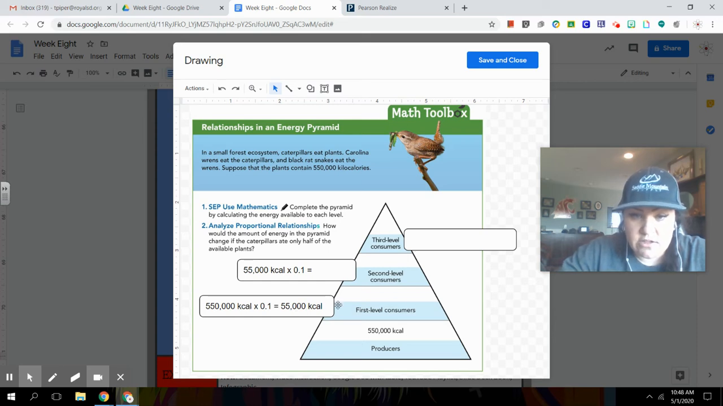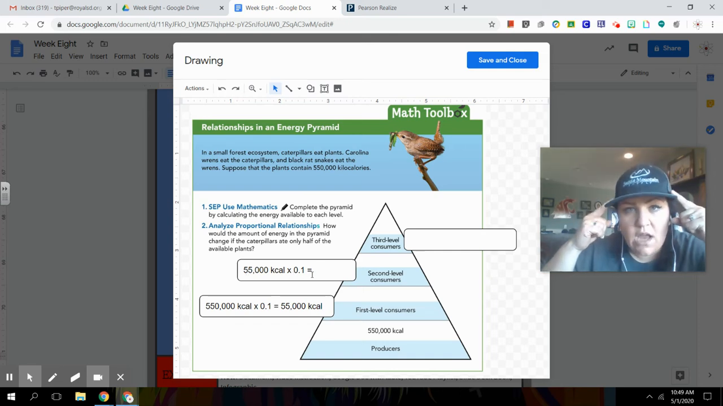Okay, so that's our caterpillar right here. He's got 55,000 kilocalories, which means that the little birdie, the Carolina wren that eats the caterpillar, only gets 10% of this, because that's all this little buggy has. He only has 55,000 kilocalories. So the wren, the bird, only gets 10% of this. So here's our math we're going to do for that. 55,000 kilocalories times 0.1, which is the same thing as saying 10%, equals, you do the math, guys. You can do this. 55,000 times 0.1.